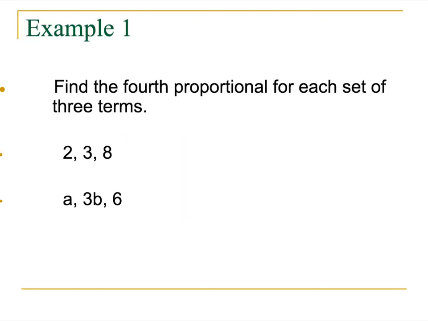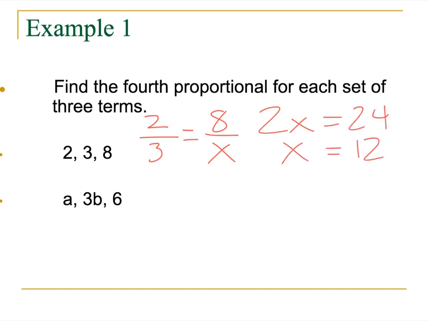Woo! So this next problem here, find the fourth proportional for each of the 3 terms. When they say the fourth proportional, all we're talking about is if you set up a proportion, you've got 2 over 3 is equal to 8 over what? I do not know. Well, how about I cross multiply and find out? So we got 2x is equal to 24, so x equals 12. Boom. How about the next one?